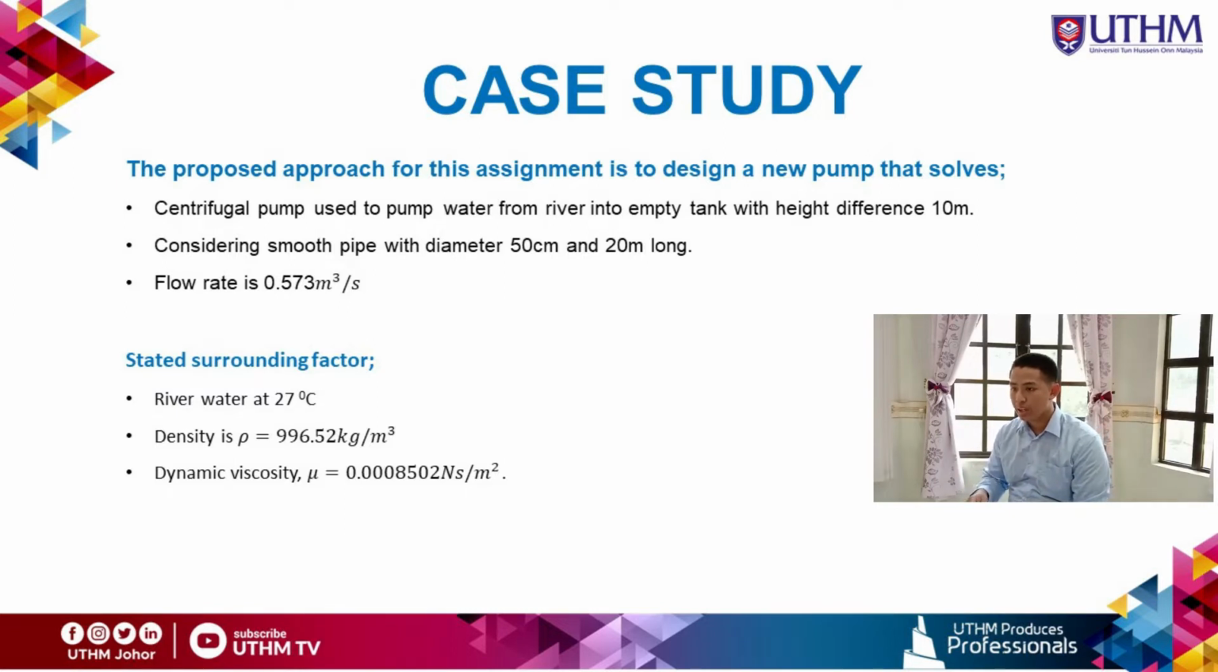These are the conditions that have been stated, and when we examine the river water's properties and the surrounding environment, we discover that it is 27 degrees Celsius, has a density of 996.52 and a dynamic viscosity of 0.008052, all of which are dependent on temperature.